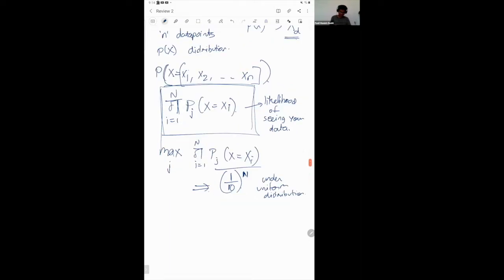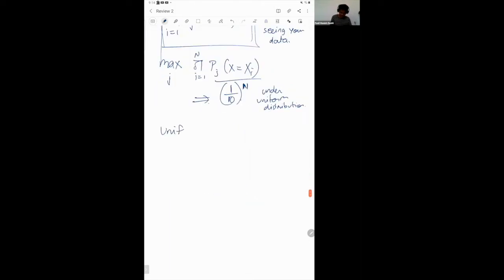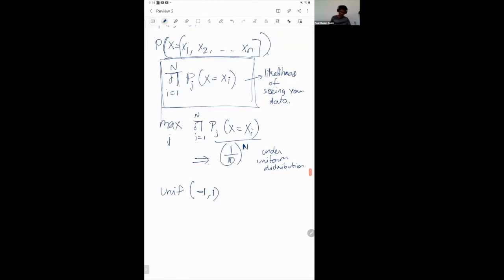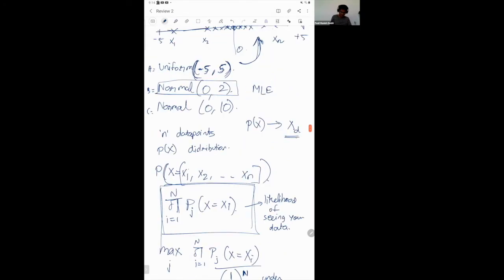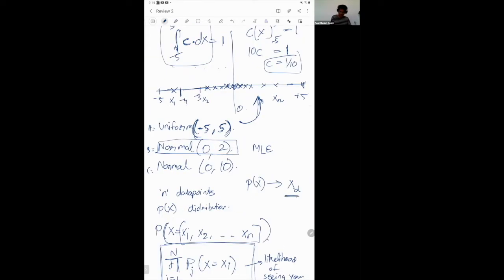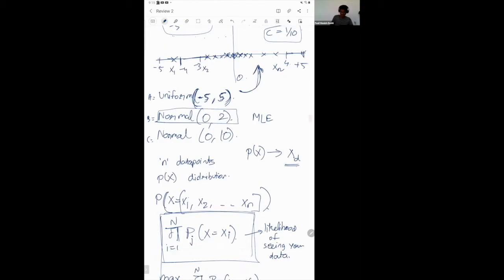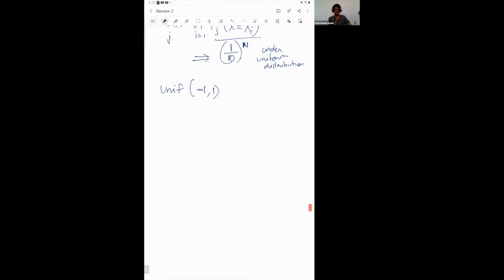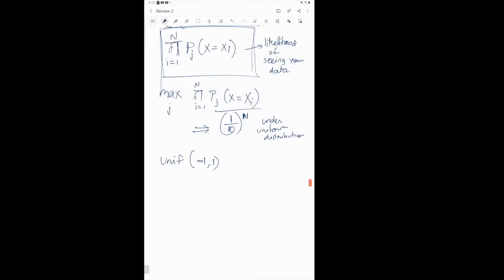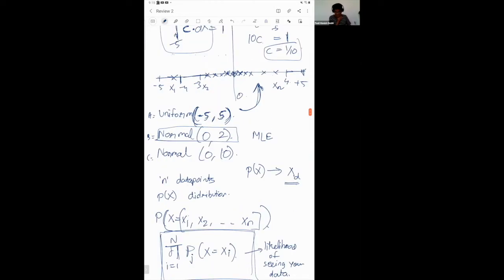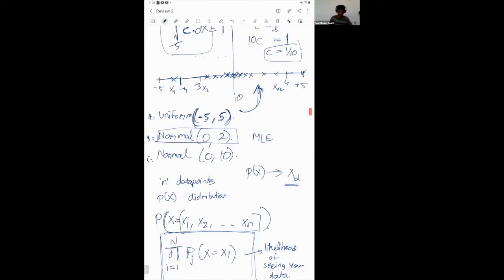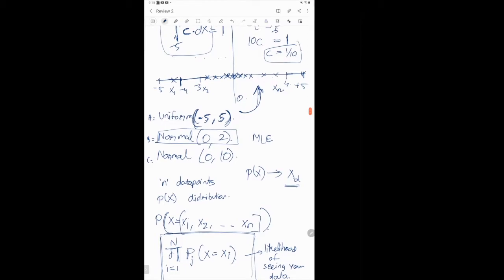Now, another question. Can anyone tell me what is the likelihood of my data under uniform from -1 to 1, if these are the data points that I observed: this is -4, this is -3, this is 4? 1 by 2 raised to n. No. It was kind of a tricky question, because now it would be zero, right?